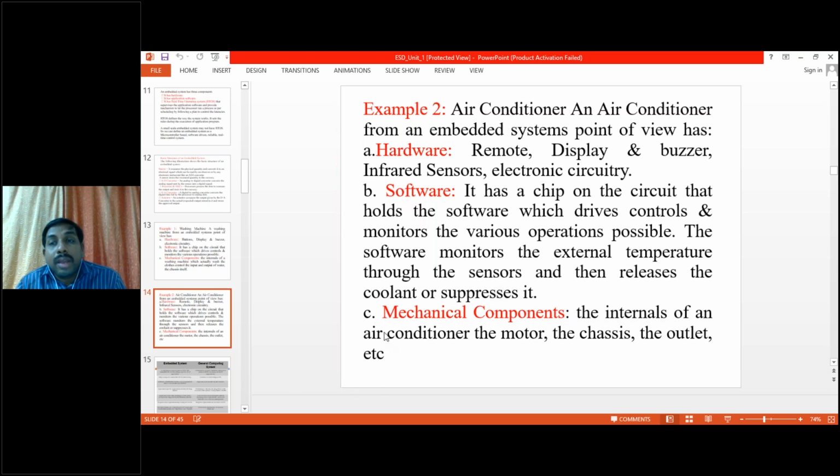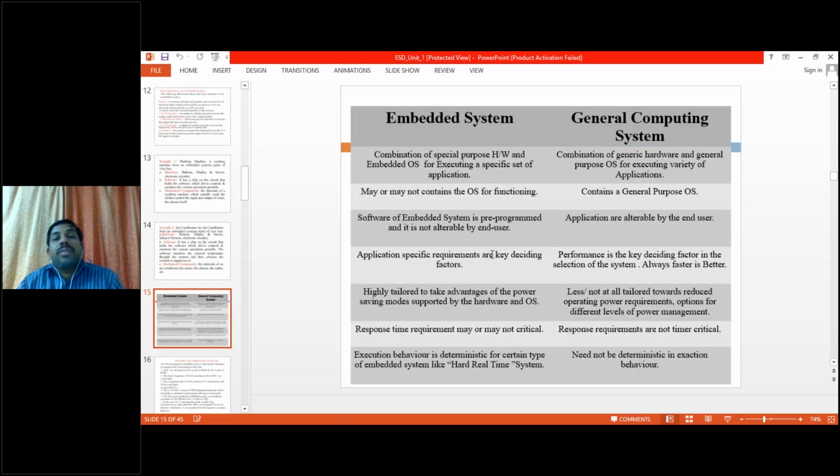Then next is the mechanical part, the internals of an air conditioner: the motor, the chassis, and the outlet. So these all come under mechanical components. Next we'll see our classification comparison.